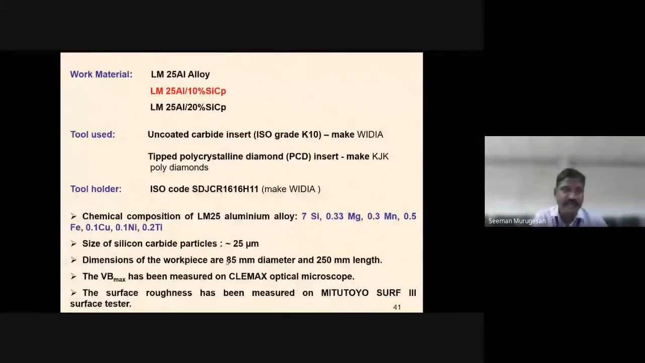The tool flank wear is measured using a Climax optical microscope. The surface roughness of the workpiece is measured using a Mitutoyo Surftest surface tester. All the facilities are available in our department.